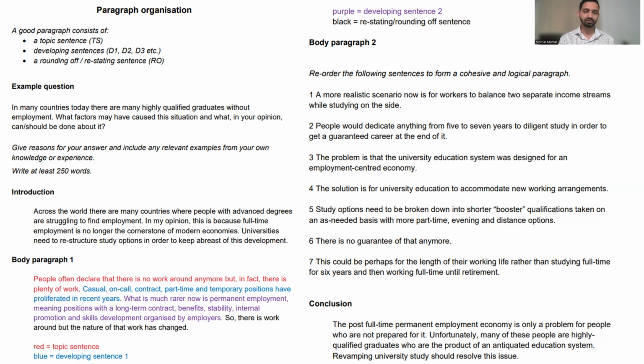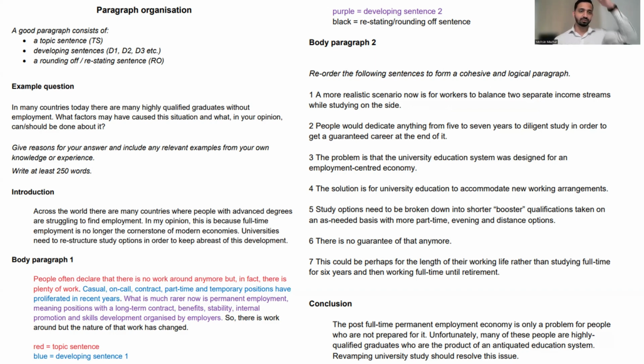So I'll give you the introduction, quickly read it. Across the world, there are many countries where people with advanced degrees are struggling to find employment. In my opinion, this is because full-time employment is no longer the cornerstone of modern economies. Universities need to restructure study options in order to keep abreast of this development.